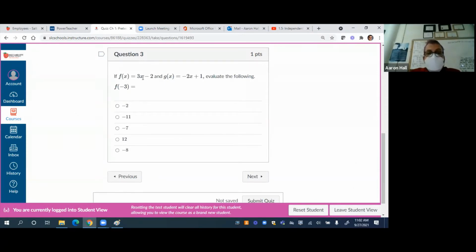All right. If f of x equals 3x minus 2 and g of x equals negative 2x plus 1, evaluate the following. I'm trying to find f of negative 3. How does that make sense? How do I find an f of negative 3? What do I do? Maya, any ideas?